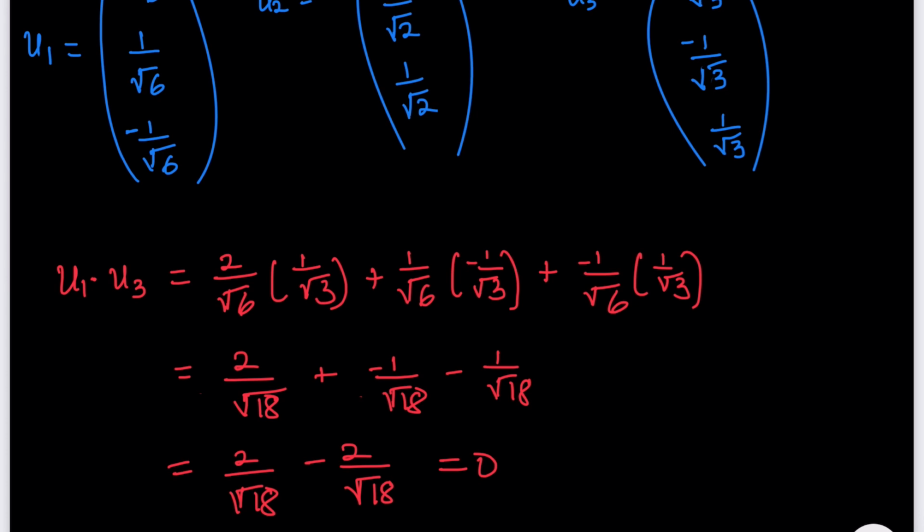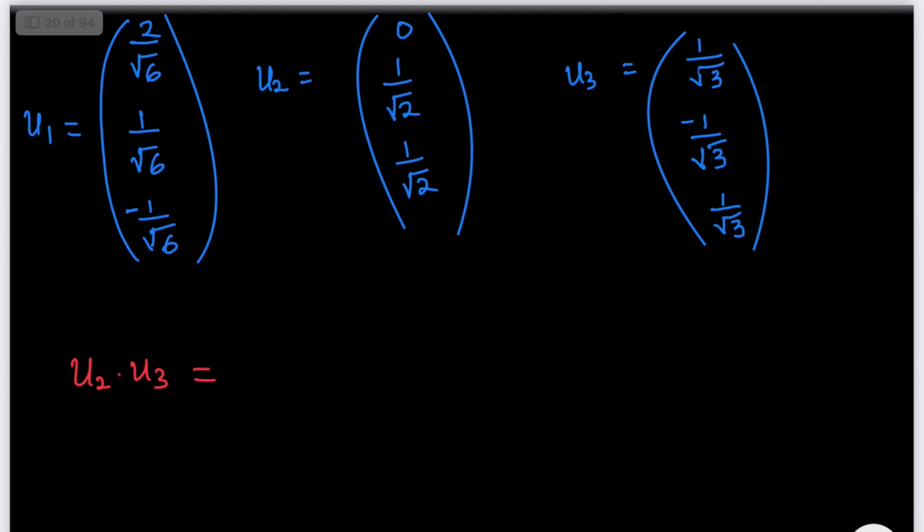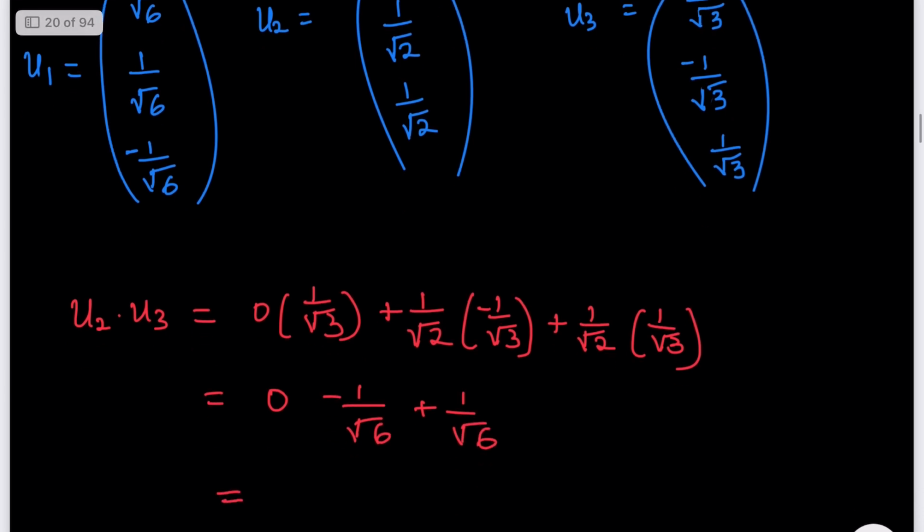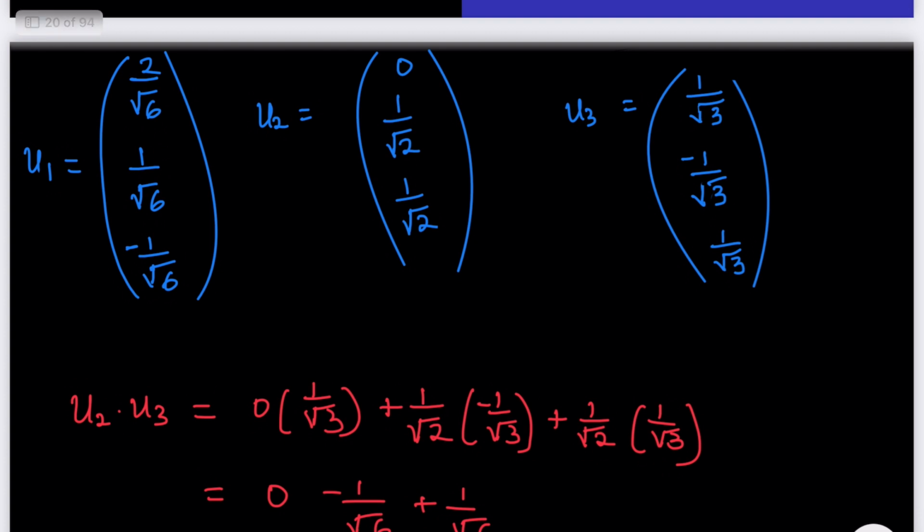It's now left with u2 and u3. So let's compute u2 dot u3. We are going to have 0 multiplying 1/root 3, plus 1/root 2 multiplying -1/root 3, plus 1/root 2 multiplying 1/root 3. So you're going to have 0 minus 1/root 6 plus 1/root 6, and this is equal to 0. So in this case also u2 dot u3 is equal to 0. Thus these vectors are orthogonal vectors.